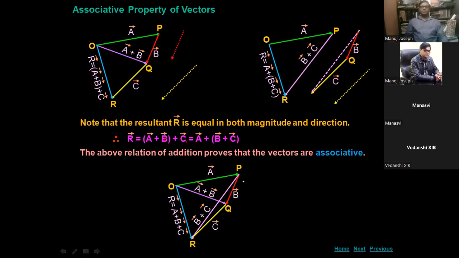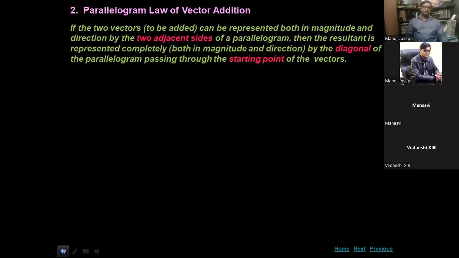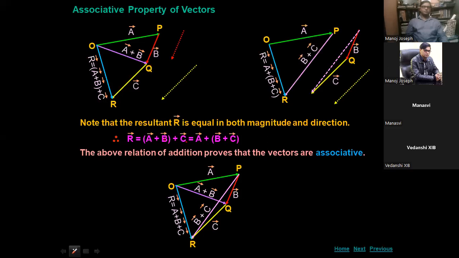So we can represent this in this manner. We have joined figure 1 and figure 2 in this one figure. So vectors are associative.